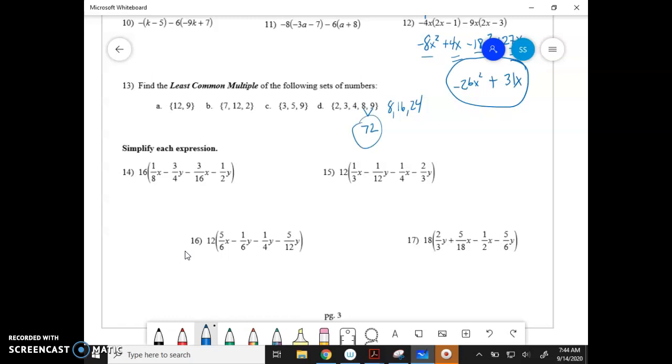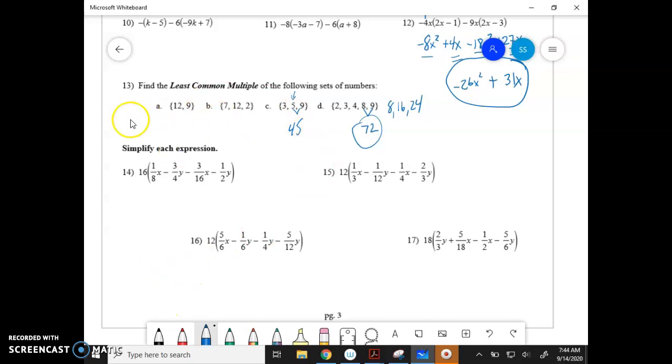All right, 3, 5, 9. That's going to be, again, if you look at these two, you know if it has a 5 in it, it's going to end in either 0 or a 5. So the quickest time that a multiple of 9 is going to end in 5 is going to be 45. And then you check, does 45 also work for 3? Yes, it does. Okay, hopefully that makes sense.